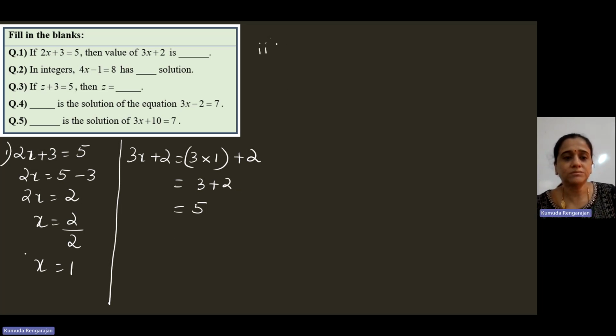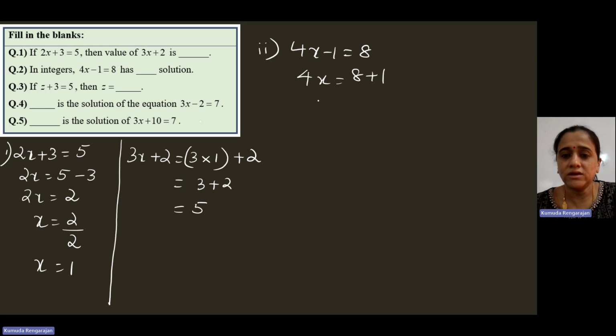What about the second one? In integers, 4x minus 1 is equal to 8 has dash solution. Okay, so we'll have to first solve it. 4x minus 1 is equal to 8. 4x is equal to 8 plus 1. 4x is equal to 9. X is equal to 9 by 4.